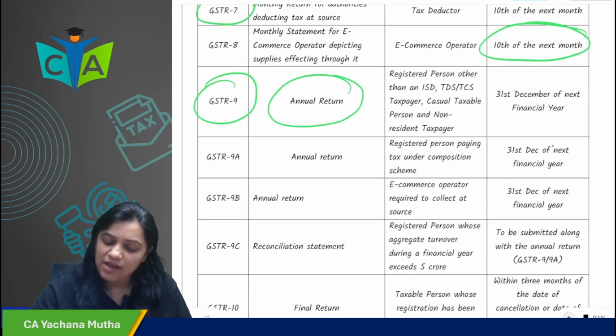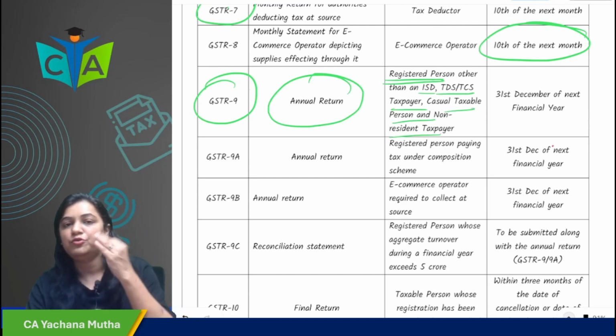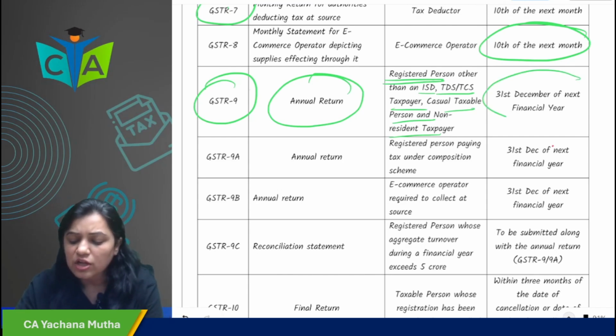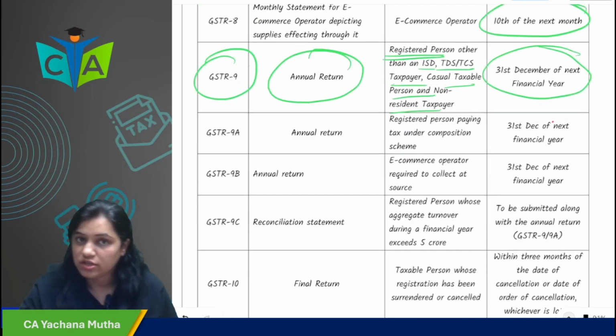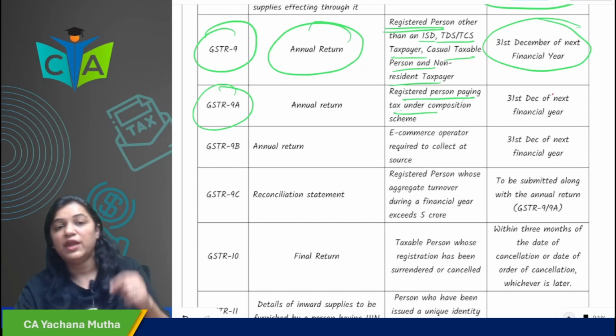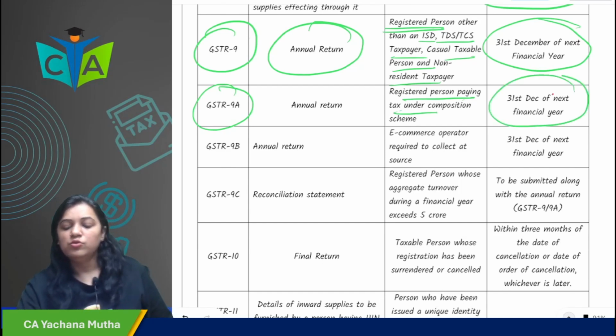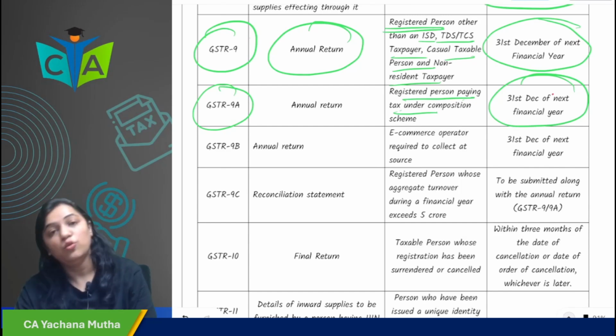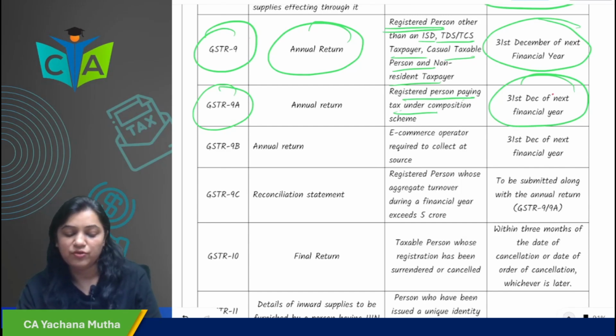Then GSTR9, which is the annual return. Who has to furnish it? A registered person other than ISD, TDS, TCS, casual taxable person and NRTP. The due date of the annual return is 31st December of the next financial year. Then GSTR 9A is an annual return for the registered person who is paying tax under the composition scheme, and they have to furnish it by 31st December of the next financial year.